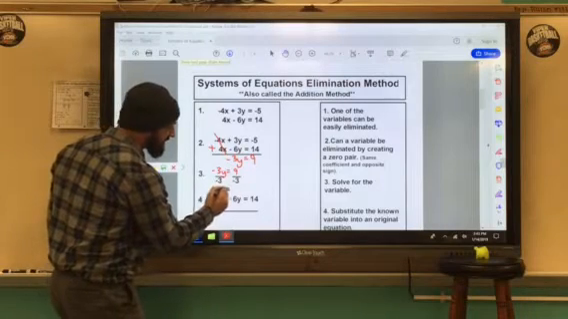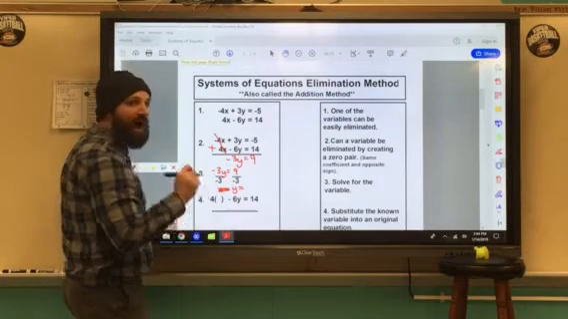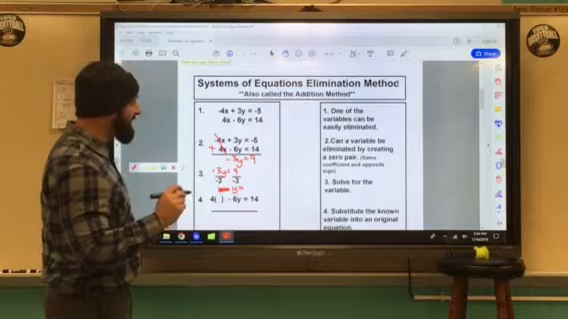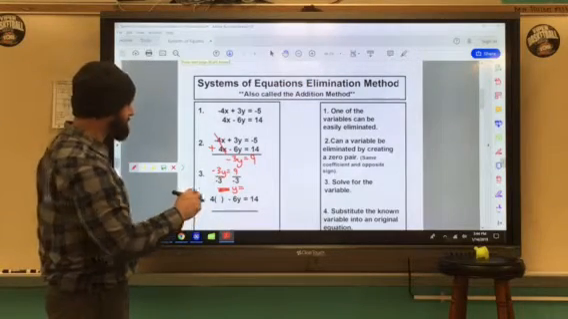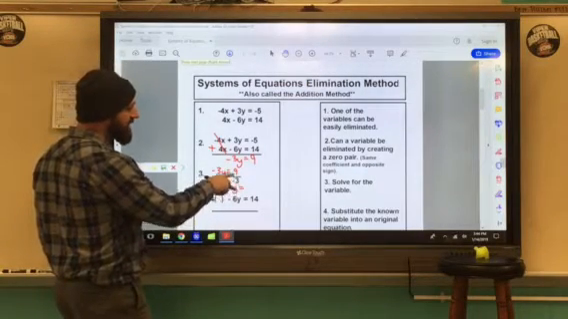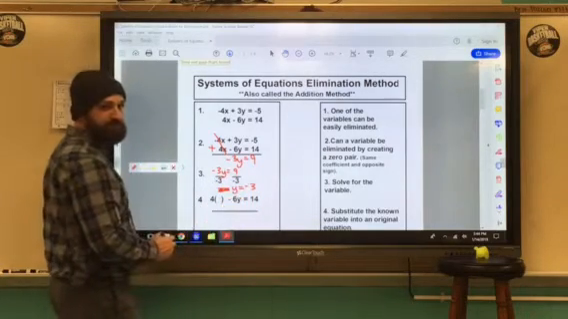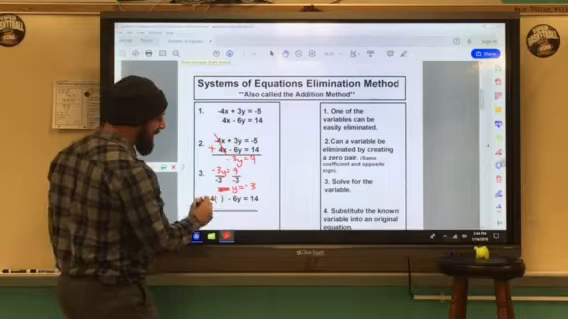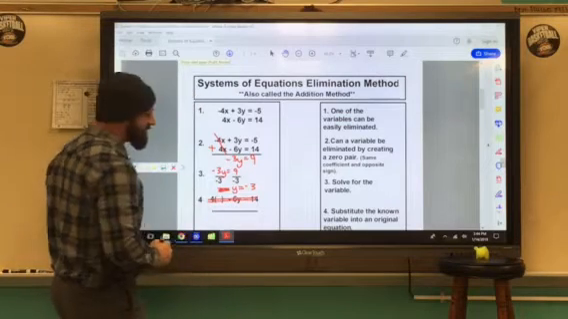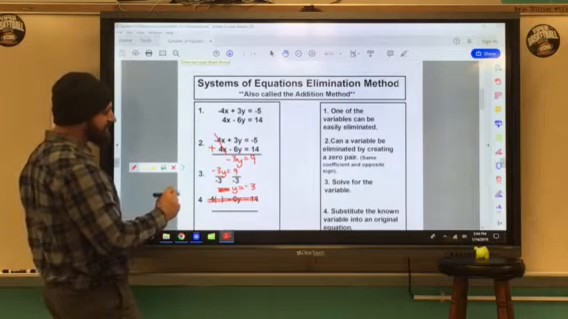So I'm going to change this. I need to know what y equals. So I'm going to go here. 9 divided by -3 is -3. Okay? So that is what y equals. We're just going to cross this out. I've got to redo this.